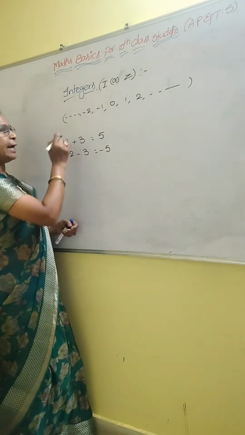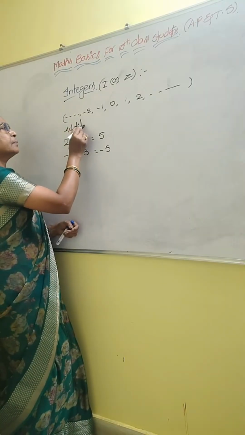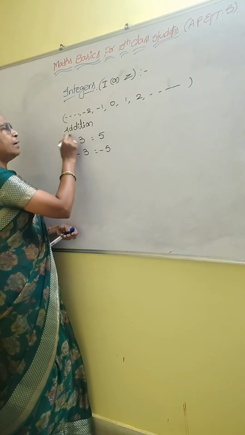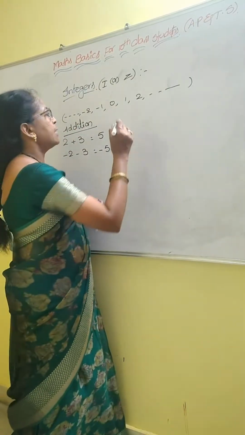Now see here, 2 plus 3 equals 5, minus 2 minus 3 equals minus 5. This is under addition. Like that you will get in addition. For example, here, subtraction.